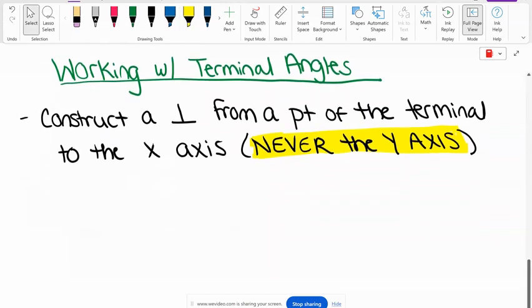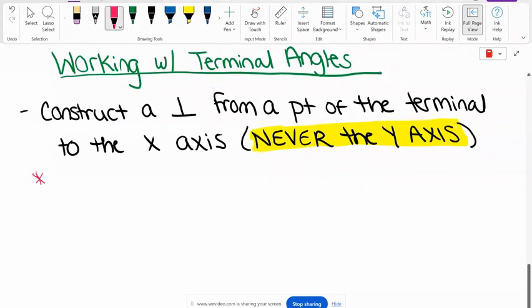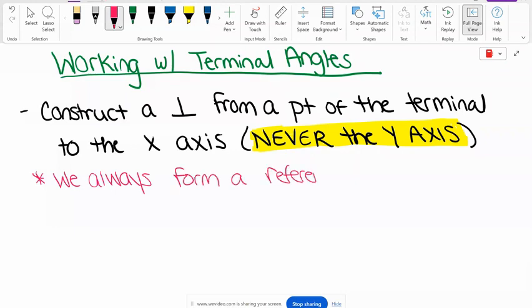All right, by doing this, we will always form a reference right triangle.